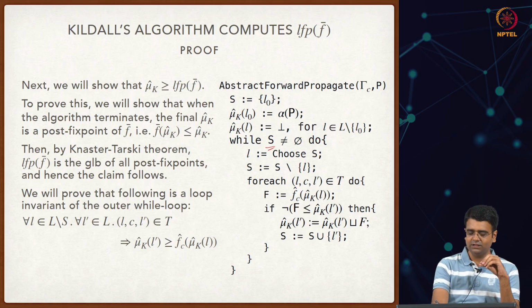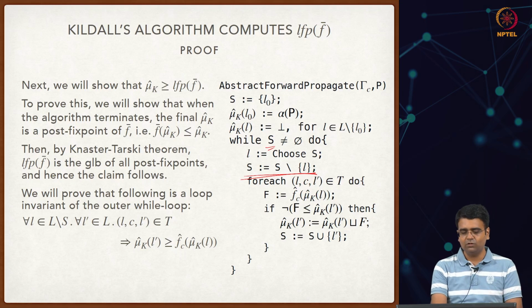We know that what this algorithm does is pick a location from S, and then propagate that value to all of the successors, and remove it from the set S. So it picks the location L from the set S, removes it from S, and propagates the value to all of its successors. So essentially all we are saying is that for every location that is not in S, its value must have been propagated to all of its successors.